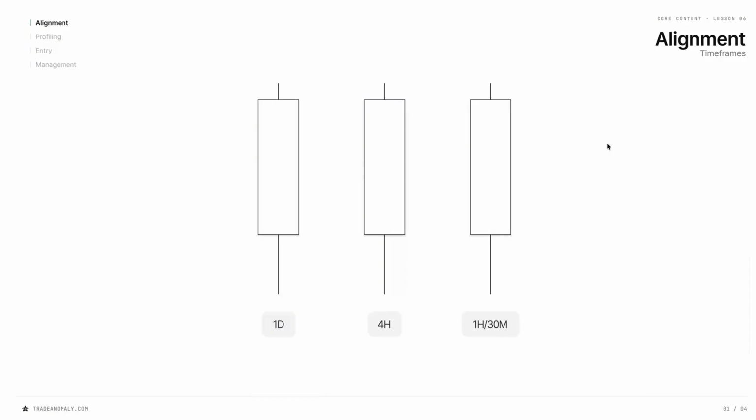So what is the entire goal of the GXT model? And that is to mechanically align three time frames in the same direction, specifically three multi-time framed expansion candles. And that's going to be the daily, the 4-hour, and the hourly/30-minute.